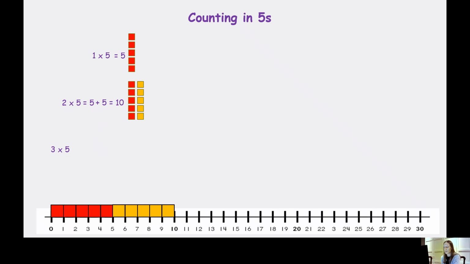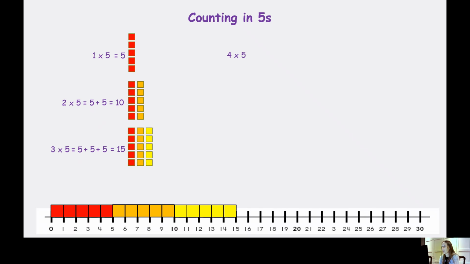And then the third number in my 5 times table, well, that's found by working out the answer to 3 times 5. So that means 3 lots of 5, so 5, add 5, add 5. 3 lots of 5, getting us to 15. If we put our third lot of 5 onto the number line, you can see that takes us up to 15.